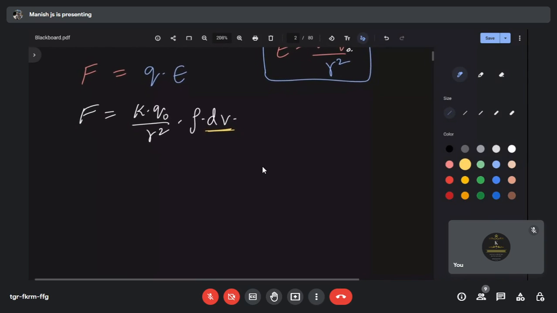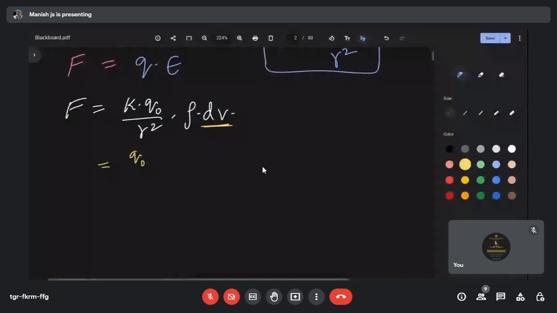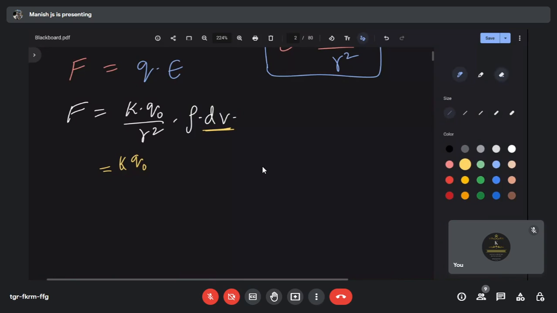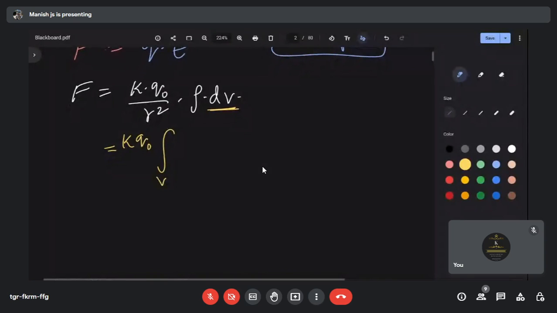So I go ahead and now I integrate. I wanted the force due to all the area elements, not just one element, all the elements. So we need to integrate around the complete sphere. So what you do, take the constants outside. Q naught is a constant, K is a constant. So I remove both the constants out of the integration sign. Let me just write down K times Q naught. Now you apply the integral sign.